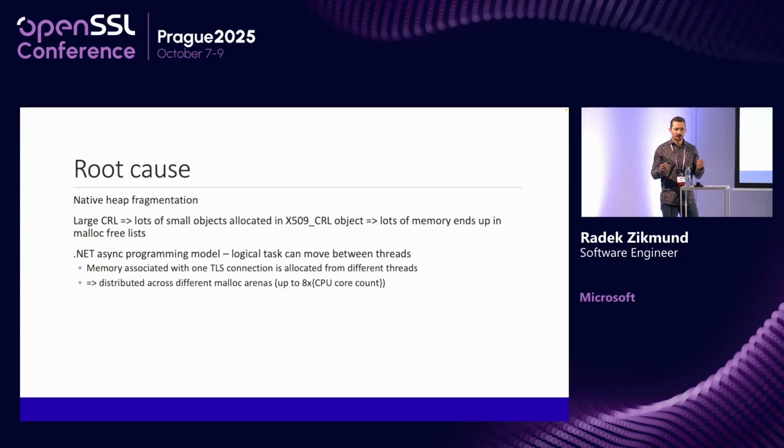So parts of the logically same procedure or function will get executed on different threads, which means those pieces of memory allocated there will most likely end up in different parts of the malloc arenas. And now when you combine it with the small allocations, then you have this problem suddenly.